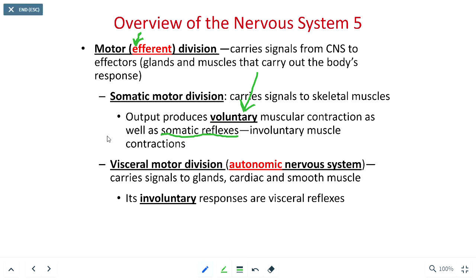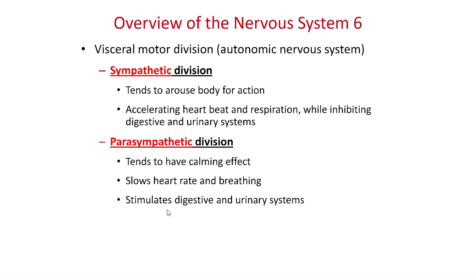We also are going to have the visceral motor division associated with the organs. This, we don't have any conscious control over. It happens automatically. It's referred to as the autonomic nervous system. And I can't emphasize enough, involuntary. This autonomic nervous system, we cannot control consciously.